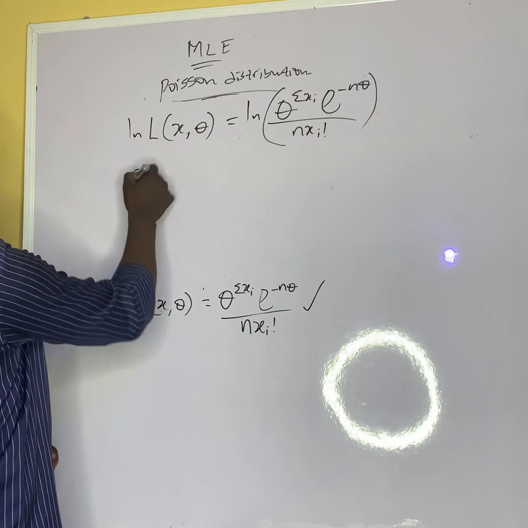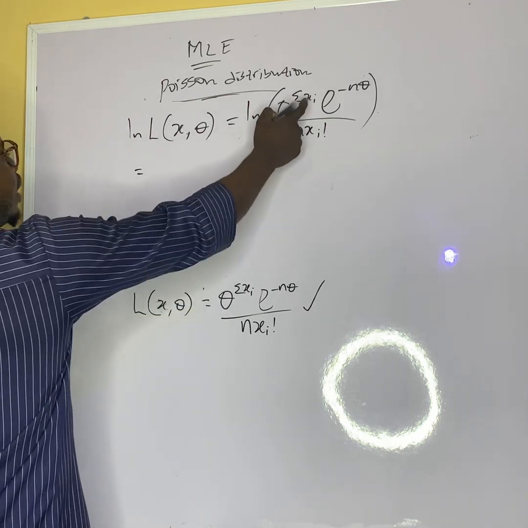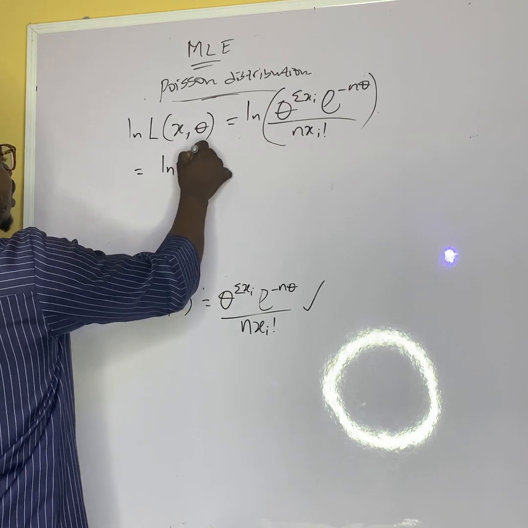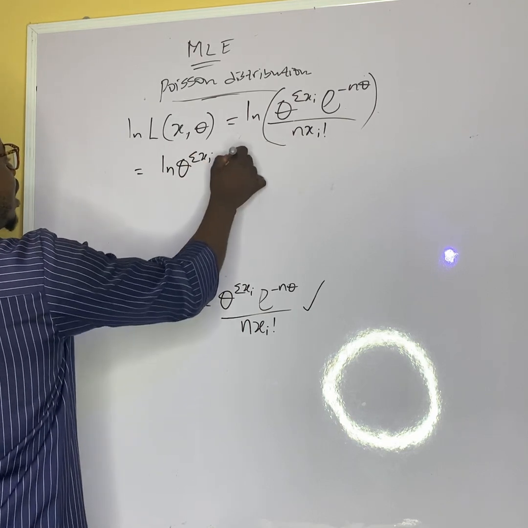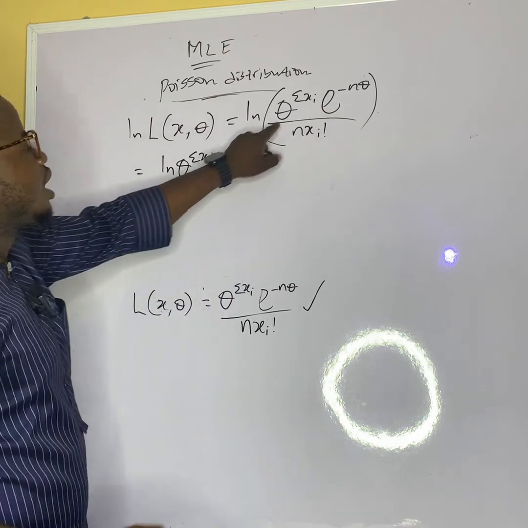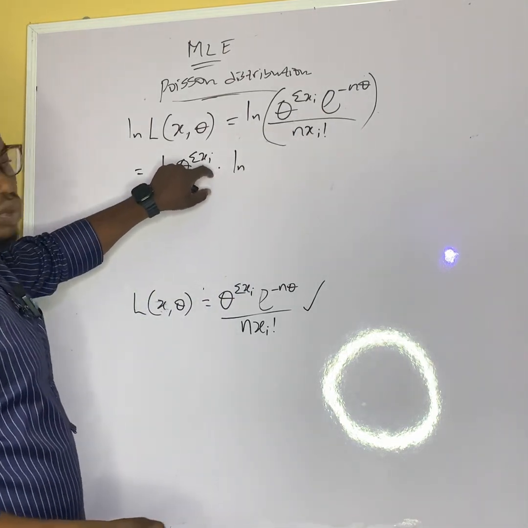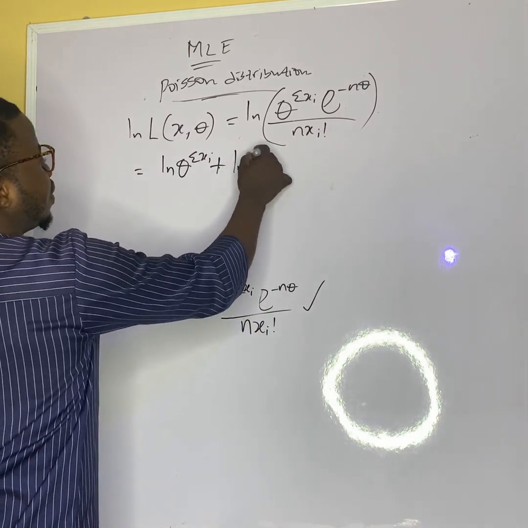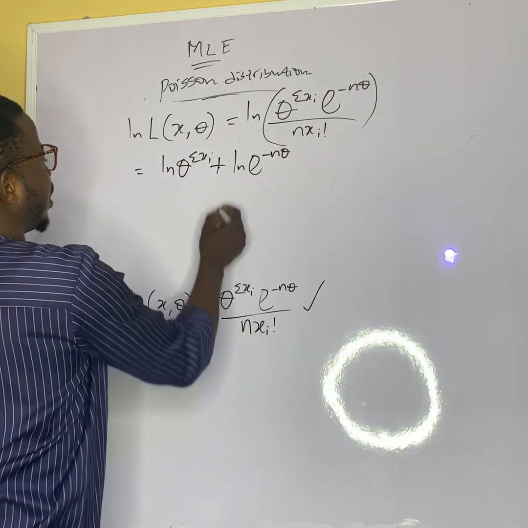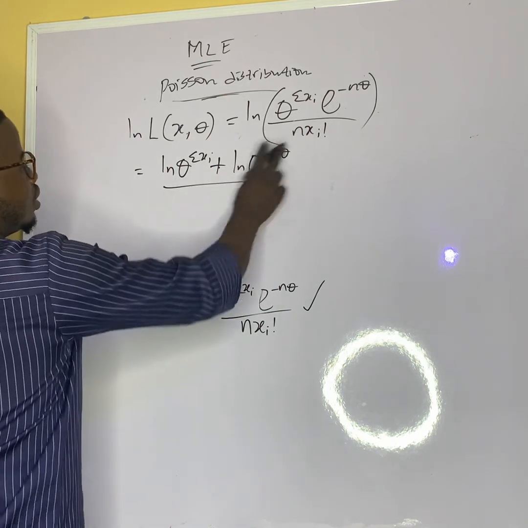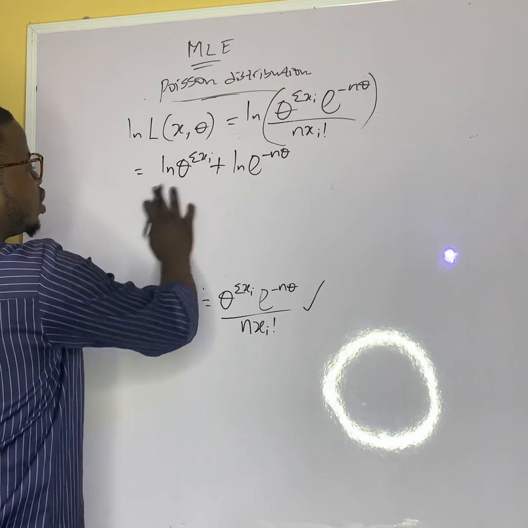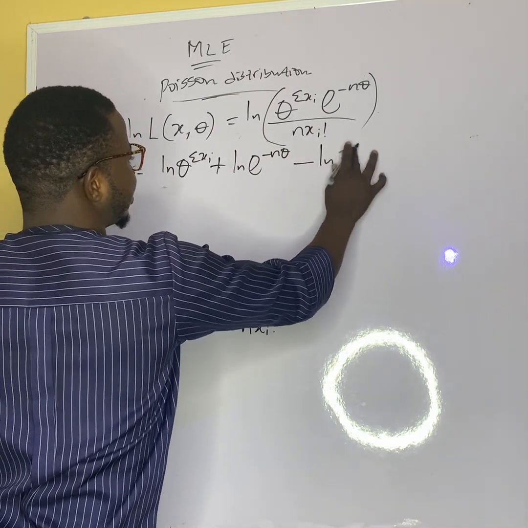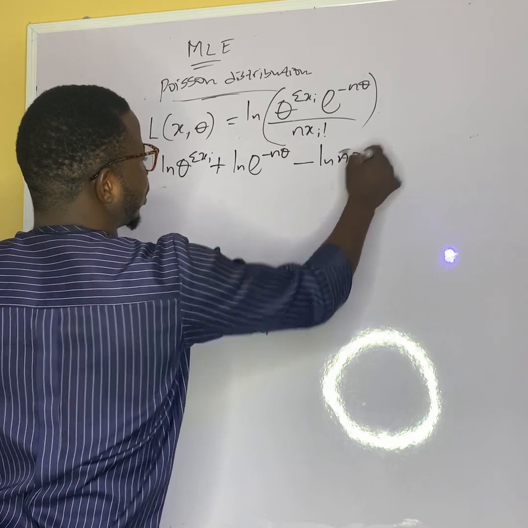So on this side we are going to have ln of theta to the summation xi, times the exponential. Since we have a product between the two, this will change to addition. So we have plus the ln of exponential minus n theta over, since we have division in between, this will change to a negative sign, subtraction, according to the law of indices, the product of xi factorial.